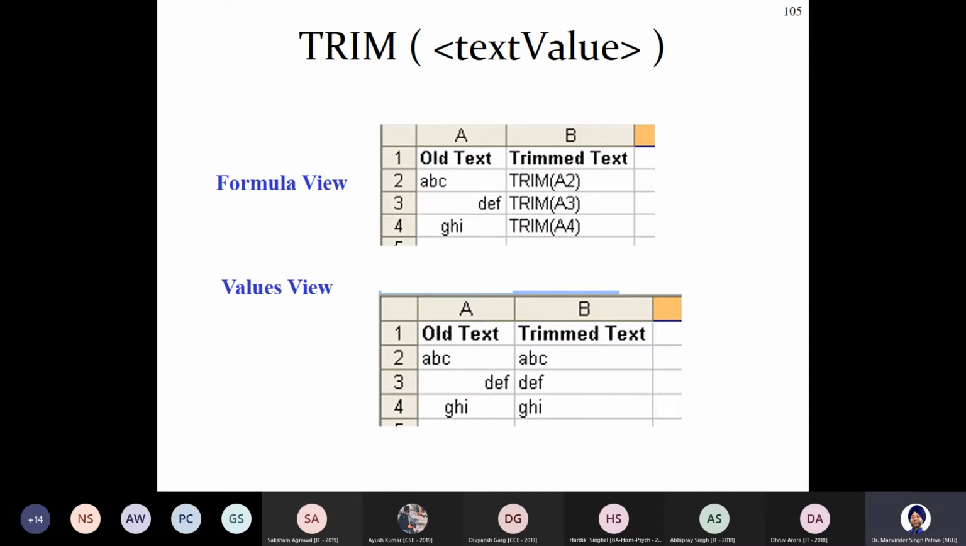Now this is TRIM. Trim and then the text value, whatever text value it is. If we apply this, it shows in front of us how it works, with the old text and the trimmed text. You can just write these down and apply this formula. You will find that the extra spaces actually get trimmed. Whatever you have to trim, you put that text value, and you can get it done.